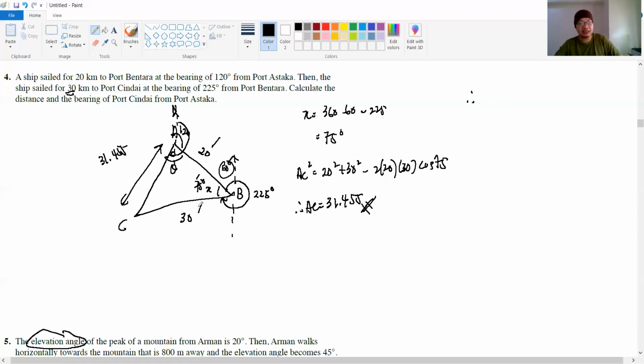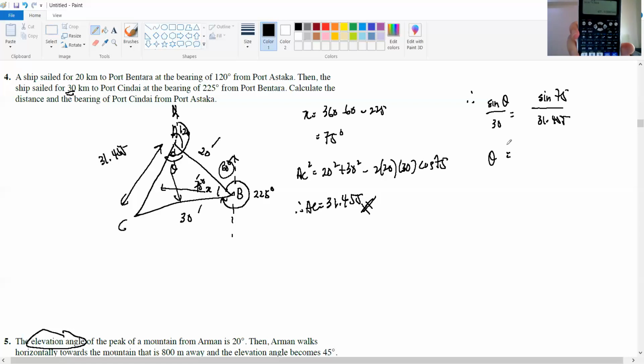Since this is theta and 30 degree, they are opposite each other, and x is opposite to this 31, we can use sine here. We want to find theta. So sine theta over 30 equals sine 75 over 31.455. So theta equals, simplifying this equation, 30 sine 75 divided by 31.455, shift sine, answer 67.1 something. Let me write here 67.11 degree. That is your theta here. So this theta equals 67.11.